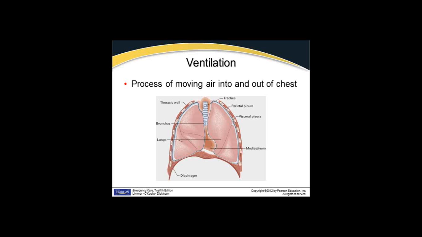Now, when the chest wall moves out, the parietal pleura moves with it, the visceral pleura moves with it, creates a negative pressure within the lung, and air is drawn in. Then when the diaphragm moves back up and the chest wall moves back in, it creates a positive pressure, too much pressure, and it pushes the air right back out.